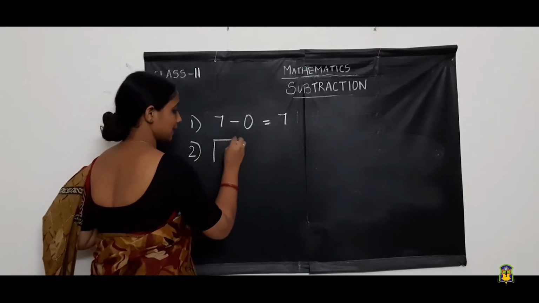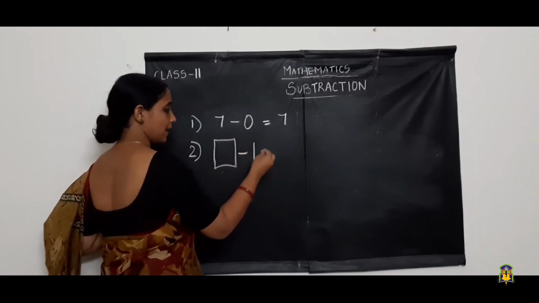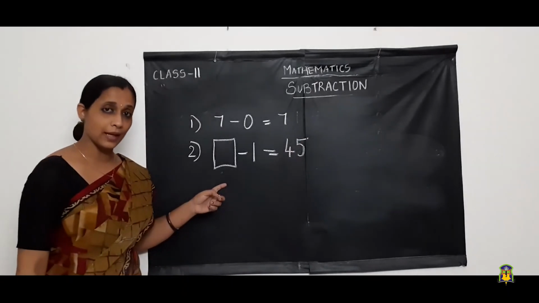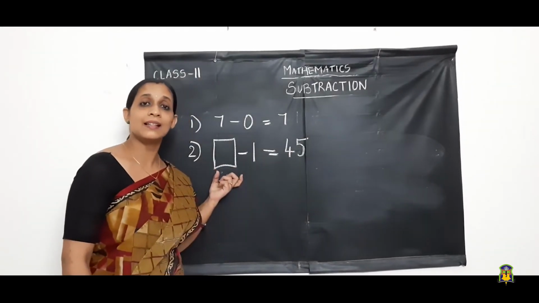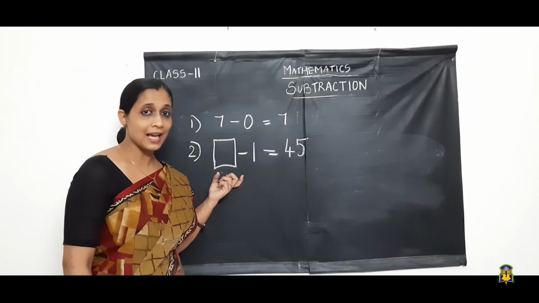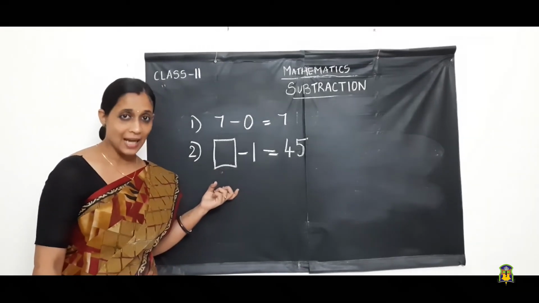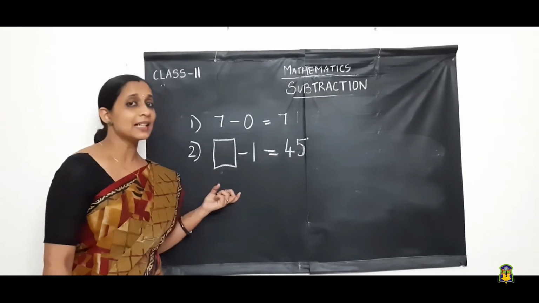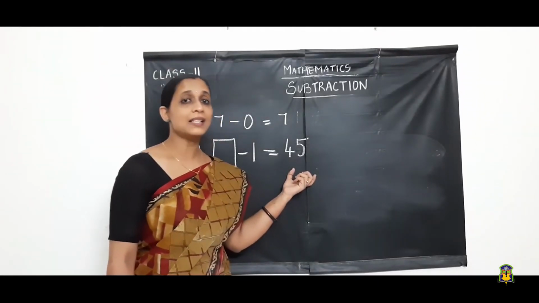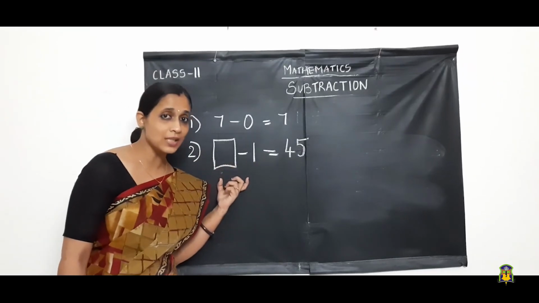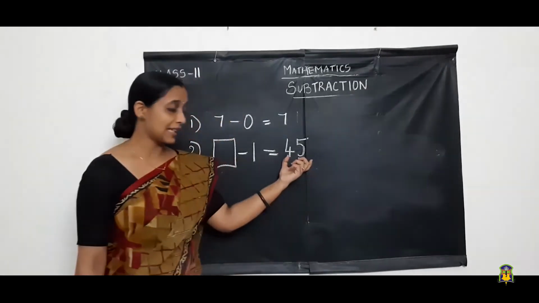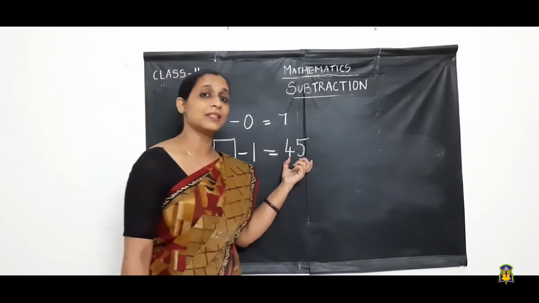Okay. Now let's do another one. Something minus 1 is 45. We have to find out which number this is. Do you remember the rule? Subtracting 1. What is that? While subtracting 1, we will get the number just before the given number. So the answer we got is 45. And we have to find the number from which we reduced 1. Right? So for ease, we can find the number which comes after 45.